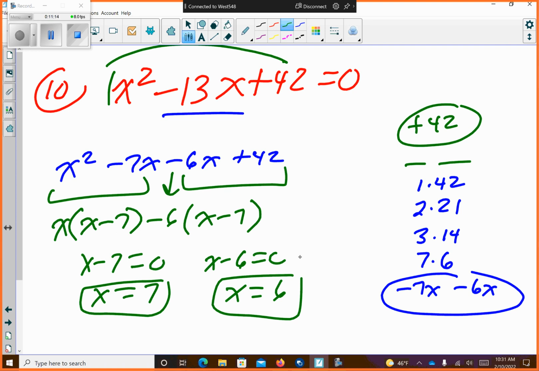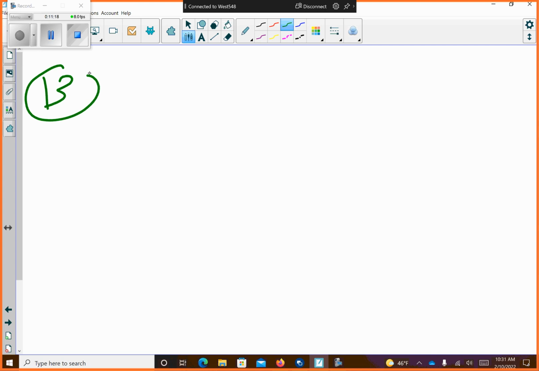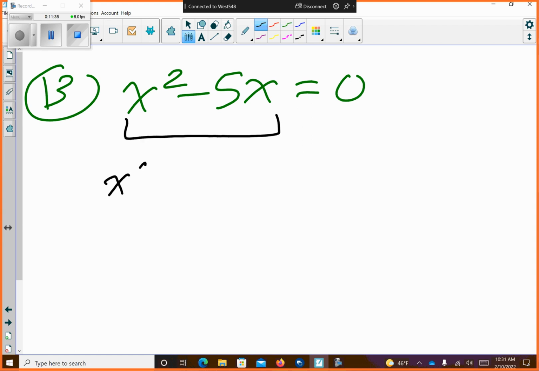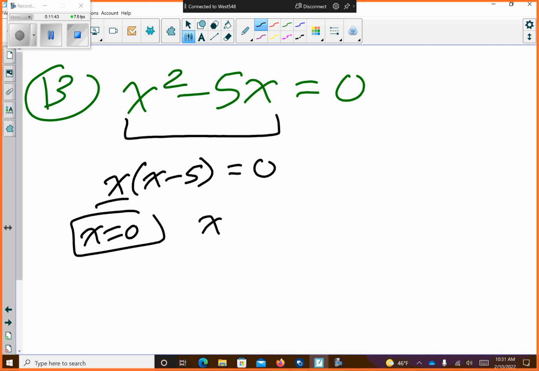Ready? Moving on. Good. Number 13. What do we have to do with number 13? It doesn't look quite the same, correct? So do I try and break it into 2 binomials, or is there another way? Yes, good. Factor x out. So x and x minus 5. Those are both equal to 0. So make sure you have x equals 0 as one of your solutions. X minus 5 equals 0. So x equals, adding 5, you get 5. Cool.